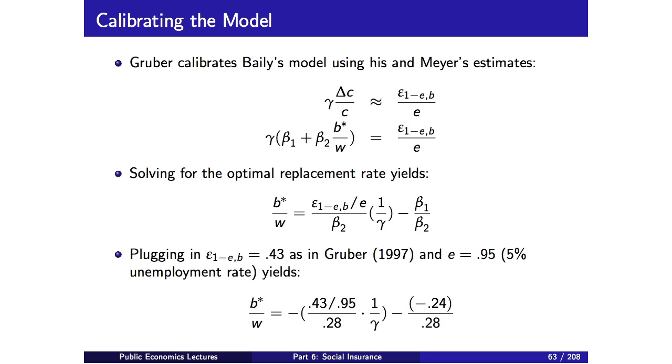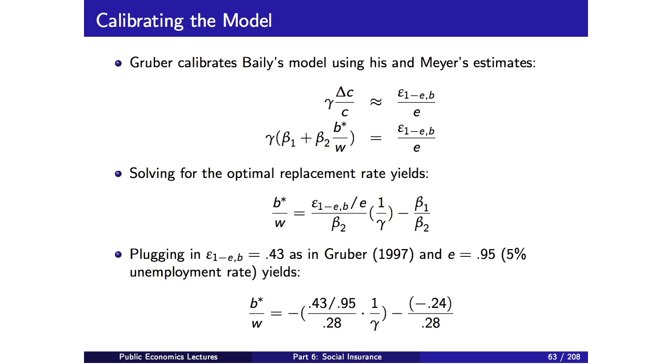That actually cannot be true, which we'll talk about later. This elasticity here has to vary with the benefit rate. You can show that in these models. But anyway, he assumes that that's a constant number. So then he plugs in this elasticity, which comes from a Meyer type of estimate, and then assumes a 5% unemployment rate, which corresponds to E of 0.95 in our notation. And then, plugging in all those numbers, you get this formula here. So the one parameter I've left is gamma, right? We're going to look at various values of gamma and think about what that implies for the optimal benefit level.